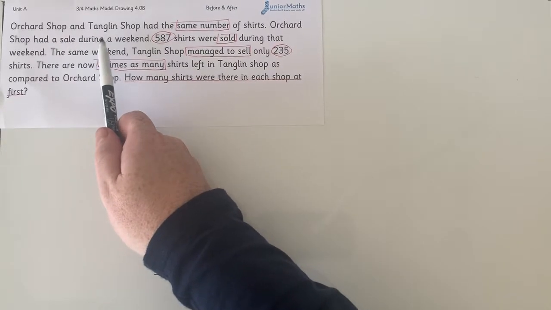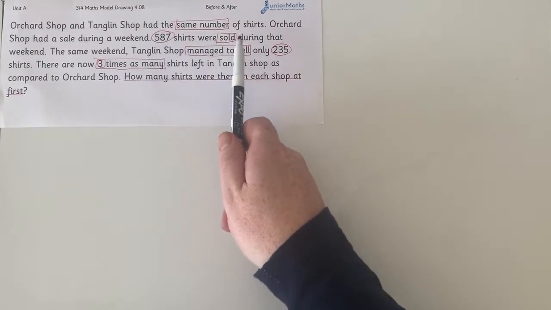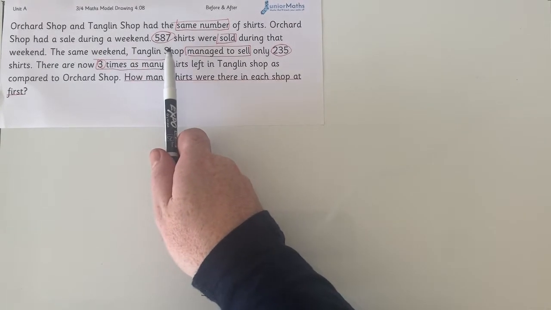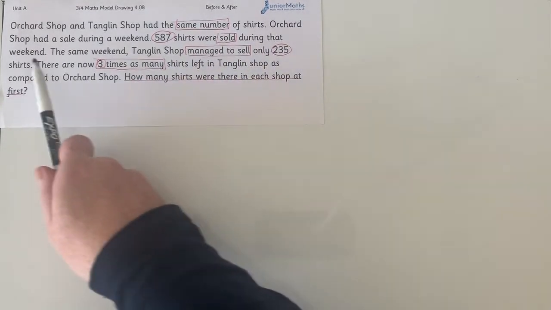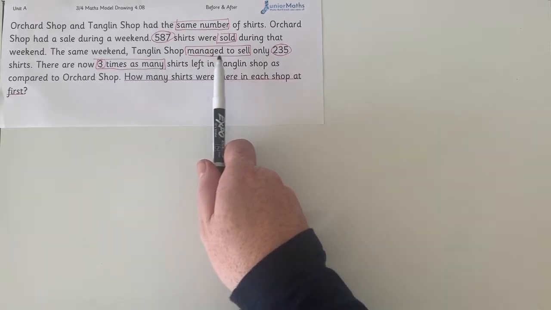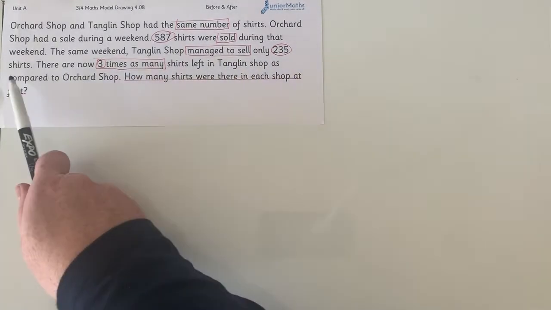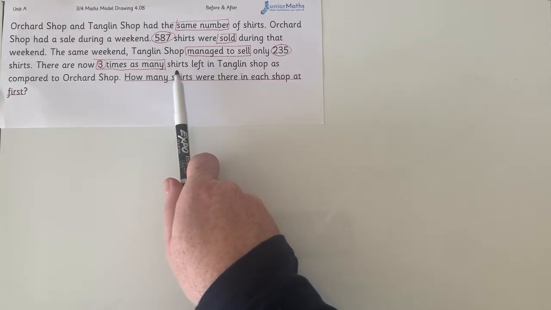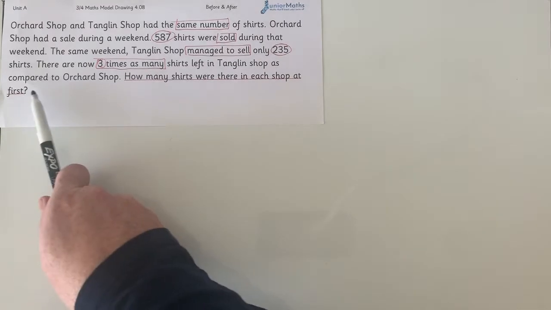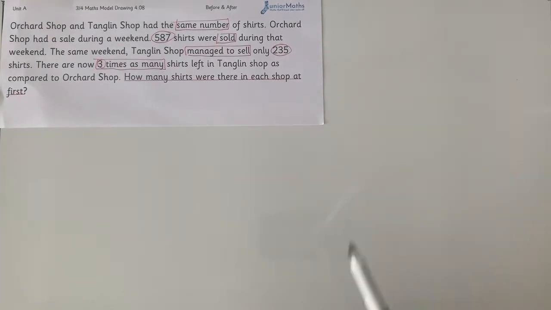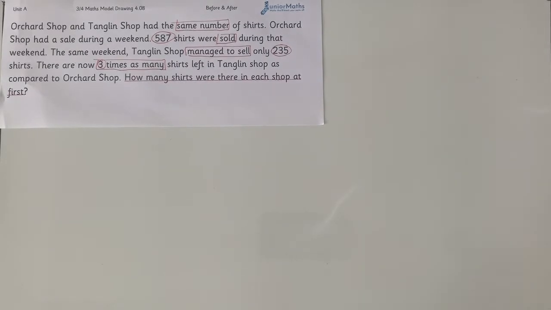Orchid Shop and Tanglin Shop had the same number of shirts. Orchid Shop had a sale during the weekend. 587 shirts were sold during that weekend. The same weekend, Tanglin Shop managed to sell only 235 shirts. There are now 3 times as many shirts left in Tanglin Shop as compared to Orchid Shop. How many shirts were there in each shop at first?